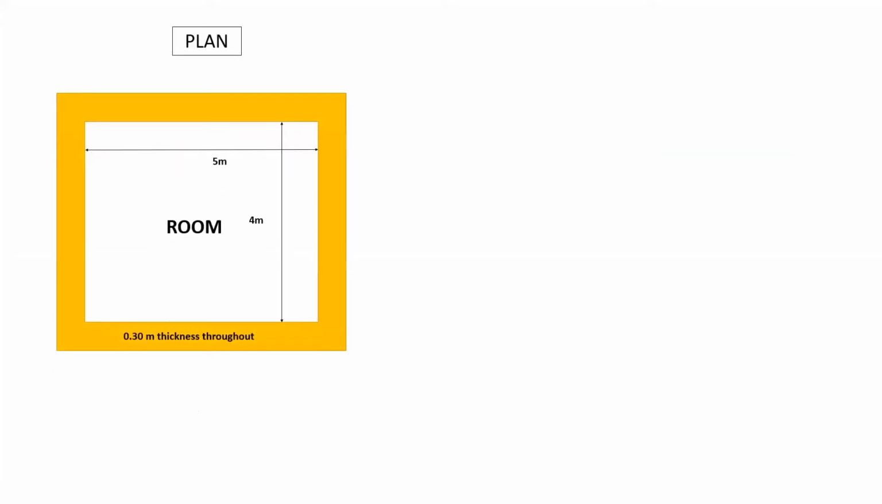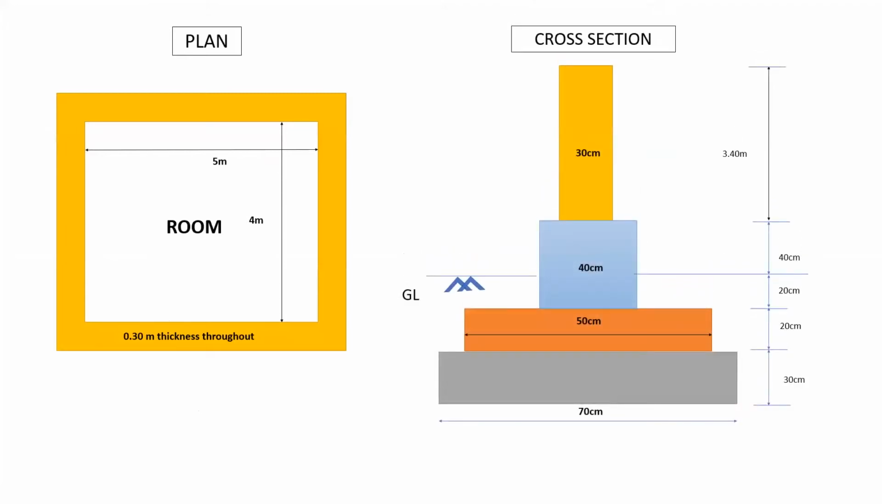Now I'm going to give you the plan and also the cross section. So this is a plan which is given. This is a 5 meter by 4 meter room, a single room which has doors and windows. I am not projecting it here; I will show it in the 3-dimensional model. So there will be a door and window where dimensions are given.